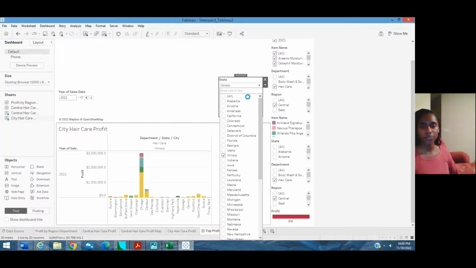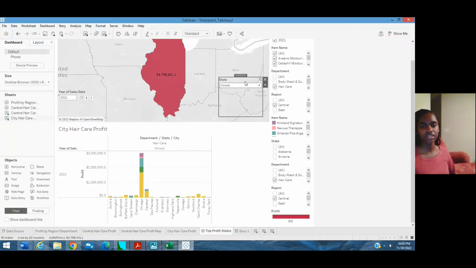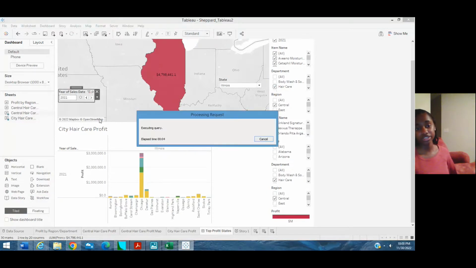And here you can see that the state is highlighted, and you can see exactly their profit. And this is the year 2021. If I really wanted to look at both years, I could move this down to both years, and we could do a comparison there and really look at what took place in Illinois from 2020 to 2021.